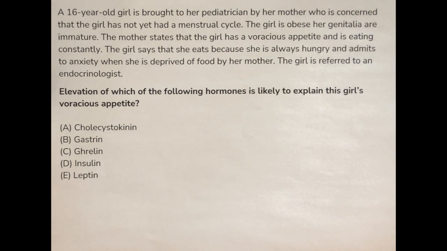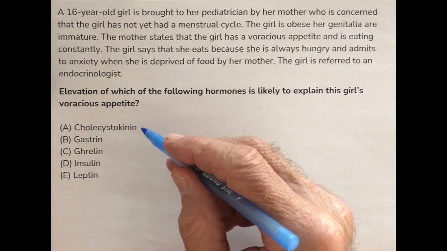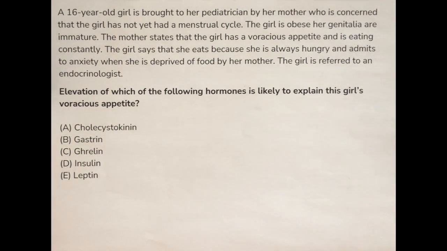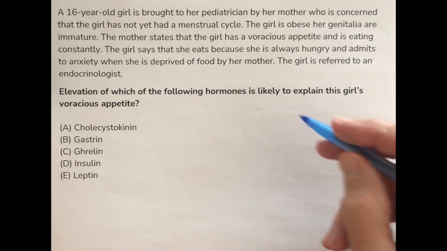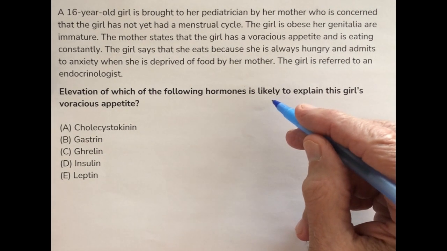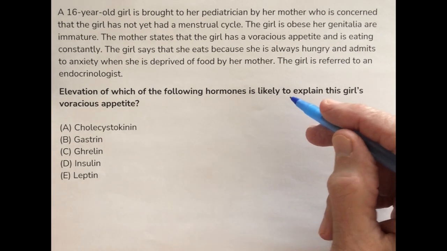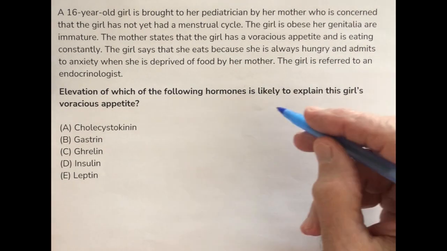So when we look at the question, we're looking for something, a hormone in this case, and if we can see, we have a list of hormones: cholecystokinin, gastrin, ghrelin, insulin, and leptin, which can stimulate appetite. Now, let's think about appetite before we start answering. So when we think of appetite, we have to think of the hypothalamus.